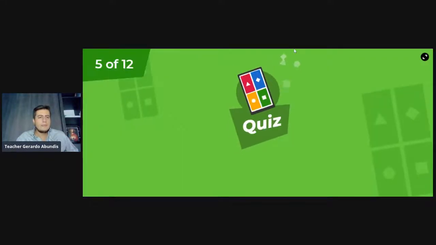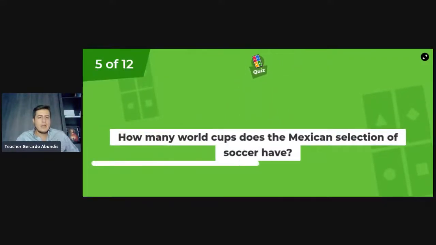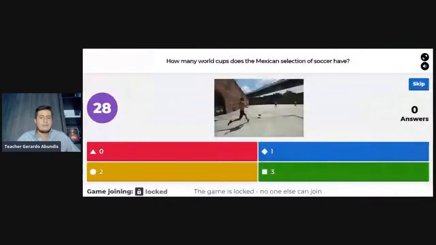Quiz. How many World Cups does the Mexican selection of soccer have? How many? 0, 1, 2, or 3? How many World Cups does the Mexican selection have? 3 seconds.